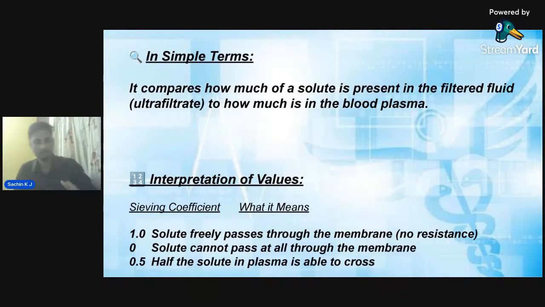In simple terms, it compares how much solute is present in the filtered fluid to how much is in the blood plasma. Interpretation of the value: if the sieving coefficient is 1, the solute freely passes through the membrane, with no resistance. If the sieving coefficient is 0, the solute cannot pass at all through the membrane. If it is 0.5, half of the solute in the plasma is able to cross.